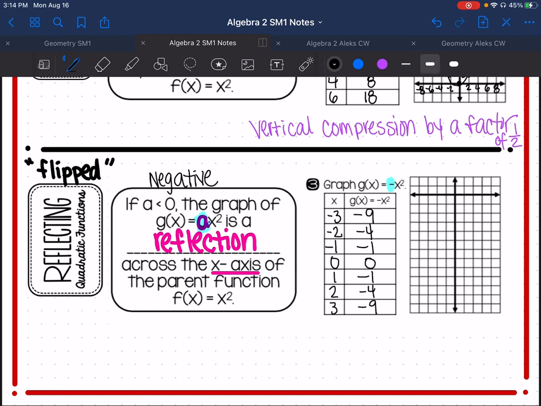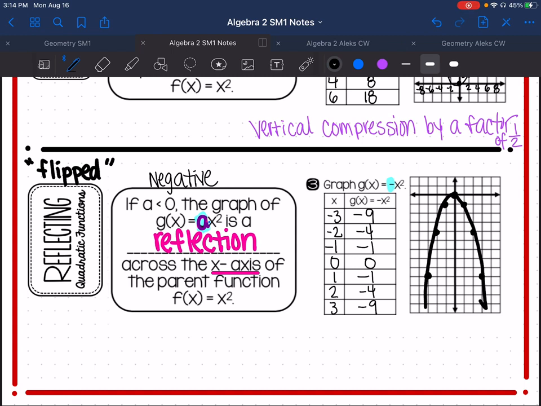Take a look at what my graph looks like. -3, 1, 2, 3, -9, down 1, 2, 3, 4, 5, 6, 7, 8, 9. There it is. Let me erase that other one because that's not correct. -2, 1, 2, down 1, 2, 3, 4. -1 and down 1. 0, 0. There we go.